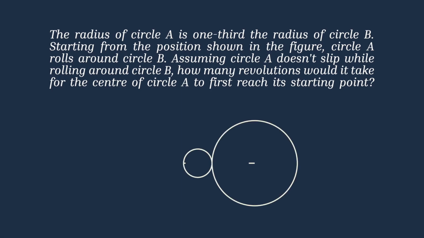Here's that question. The radius of circle A is 1/3 of the radius of circle B. Starting from the position shown in the figure, circle A rolls around circle B. Assuming circle A doesn't slip while rolling around circle B, how many revolutions would it take for the center of circle A to first reach its starting point? You can pause this video to think about your answer for a second.